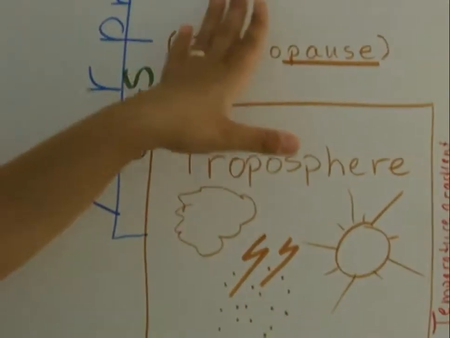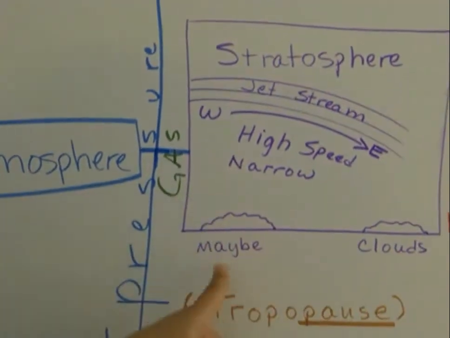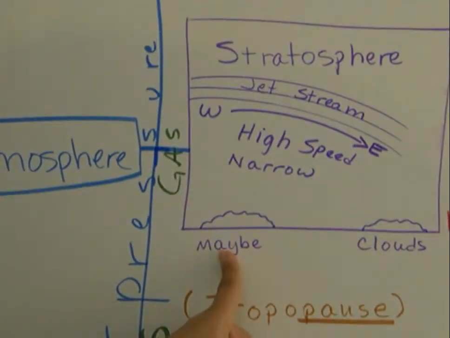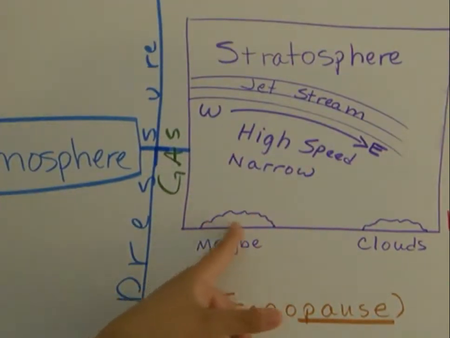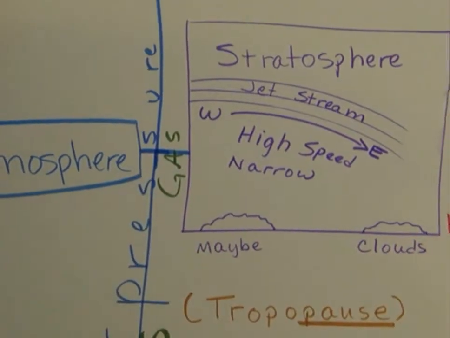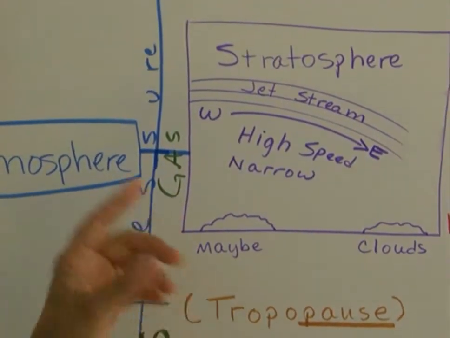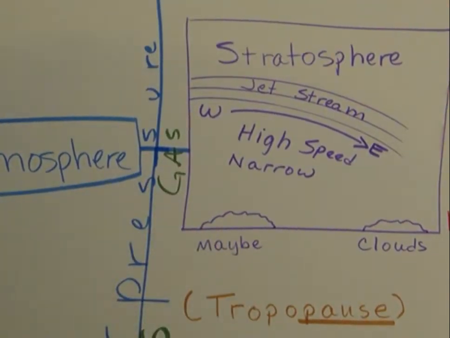And the second level is the stratosphere. In the stratosphere, you can have potentially clouds. So I just put the clouds down here a little bit and maybe clouds. Now I'm going to remember in the stratosphere there may be clouds. No other weather elements should happen there as far as clouds.